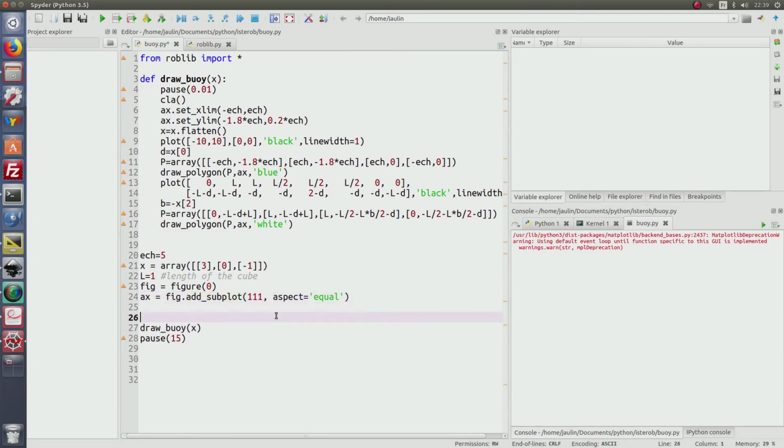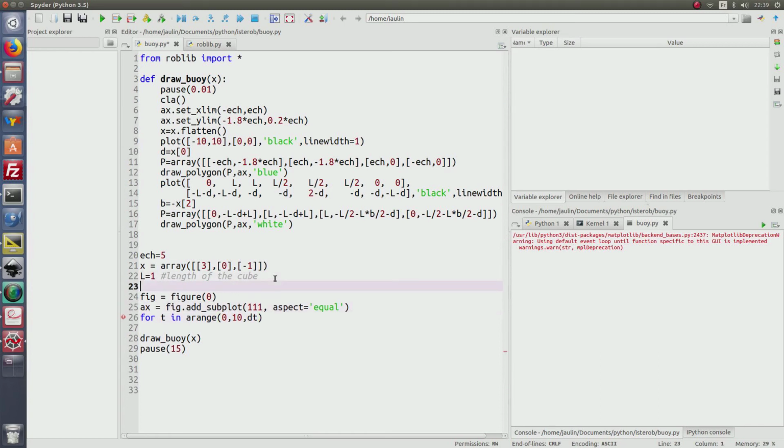For the simulation, I will have to add a loop here, for t in arange. I will start at 0 and go, let's say, for 10 seconds, with step dt. So dt is a small number; I will initialize dt equal to, say, 0.05, for instance. The loop is an Euler loop, so the new x corresponds to the old one plus dt multiplied by f of x and u. So it is the Euler method I use for the integration.